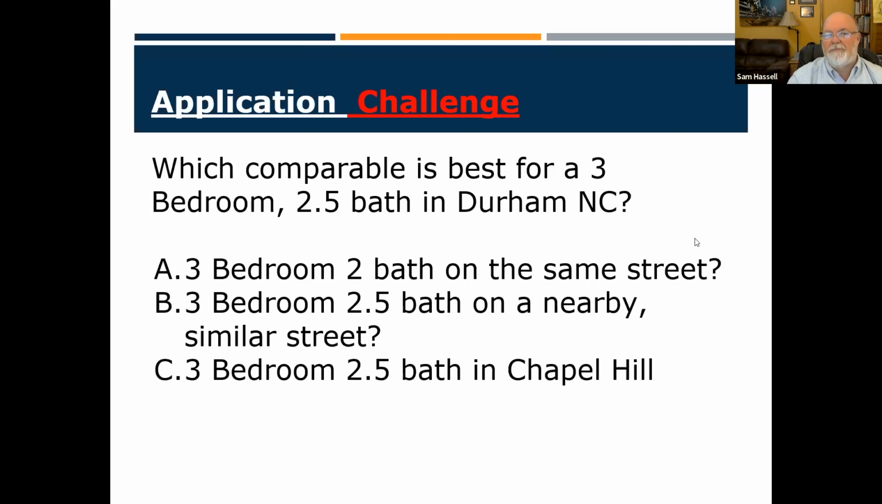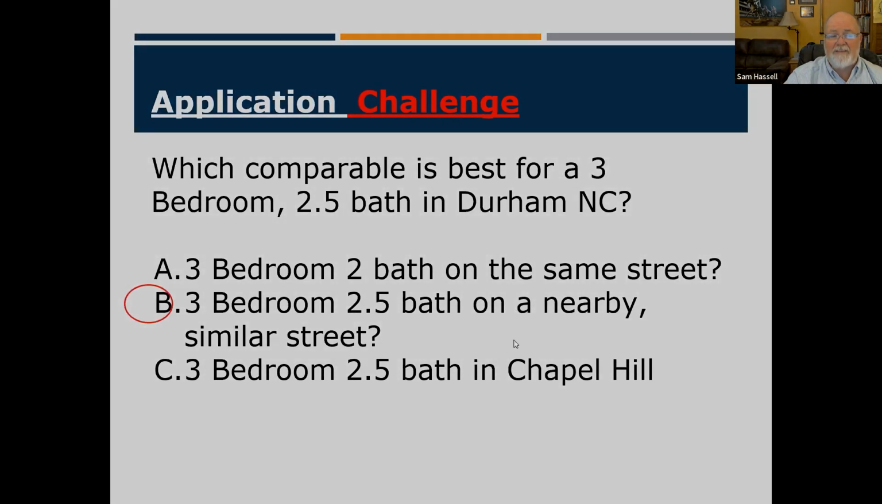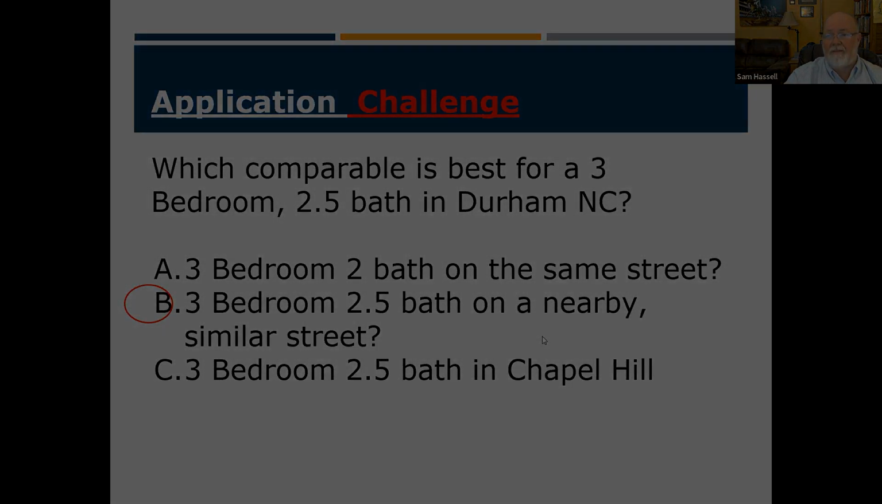Which comparable is best for a 3-bedroom, 2.5 bath in Durham, North Carolina? A 3-bedroom, 2-bath on the same street, a 3-bedroom, 2.5 bath on a nearby similar street, or a 3-bedroom, 2.5 bath in Chapel Hill? Yeah, remember, we want to be as close as possible. We want to make as few adjustments as we possibly can. And if it's a nearby similar street, we're going to go there.